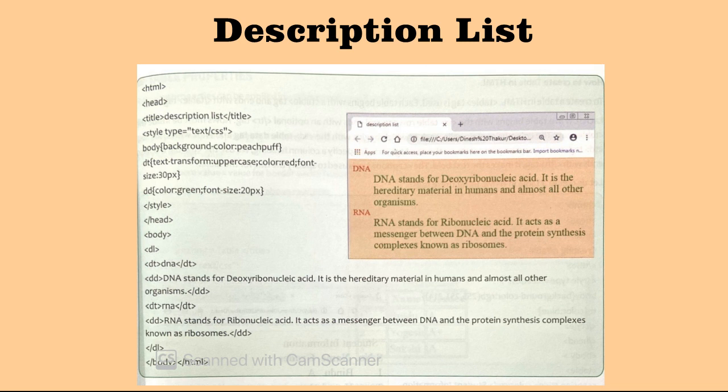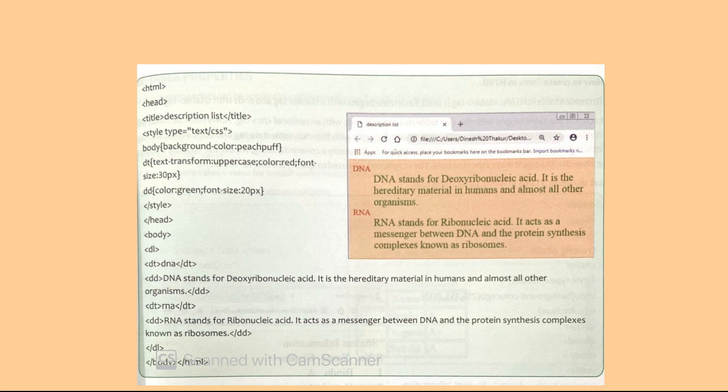Now moving towards the last topic of the list, which is the description list. A description list consists of a term followed by its definition. On your screen, one example is there for better understanding. You can see how the list is coming and the description is coming.